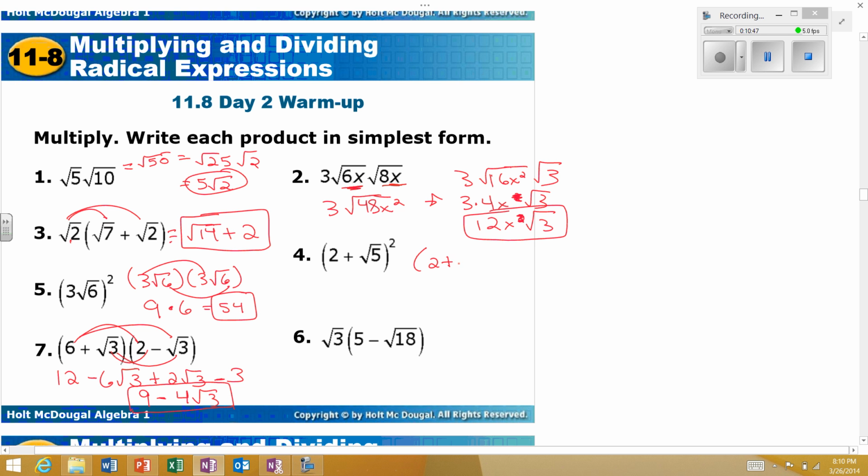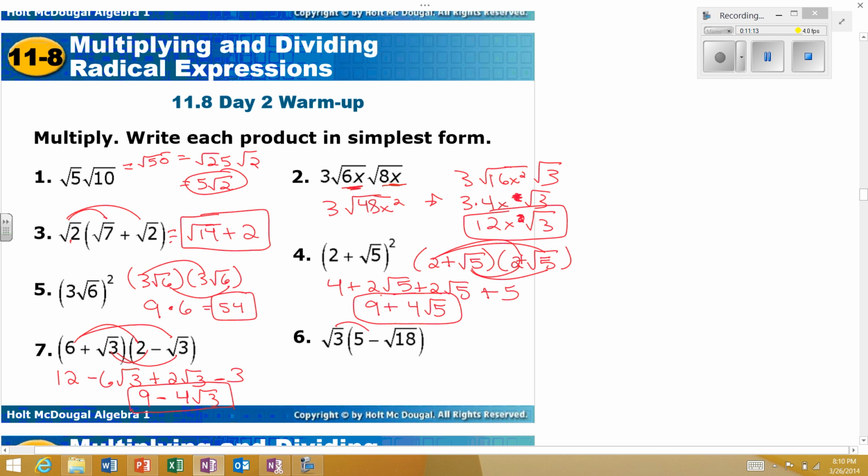Okay, so I'm going to have 2 plus radical 5 times 2 plus radical 5. FOIL it, I'm going to get 4 plus 2 radical 5 plus 2 radical 5 plus 5. When I combine like terms, I'm going to get 9 plus 4 radical 5.